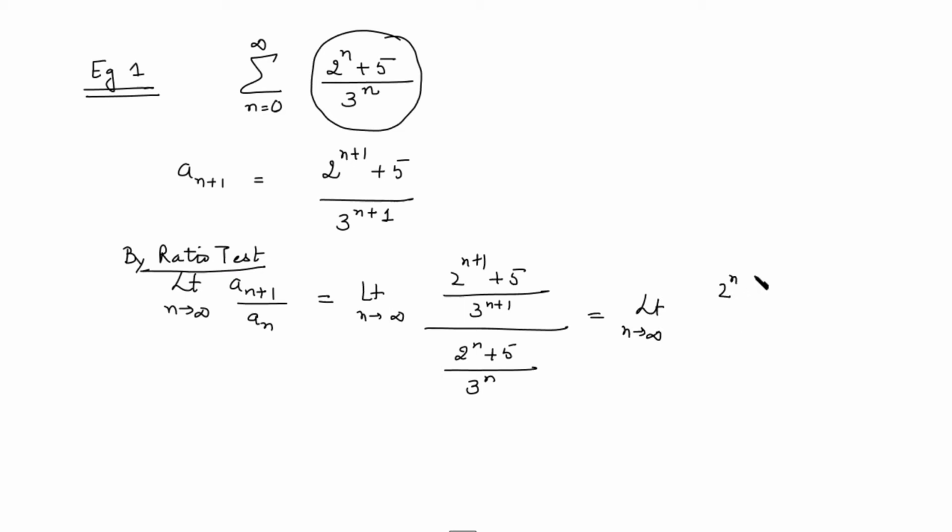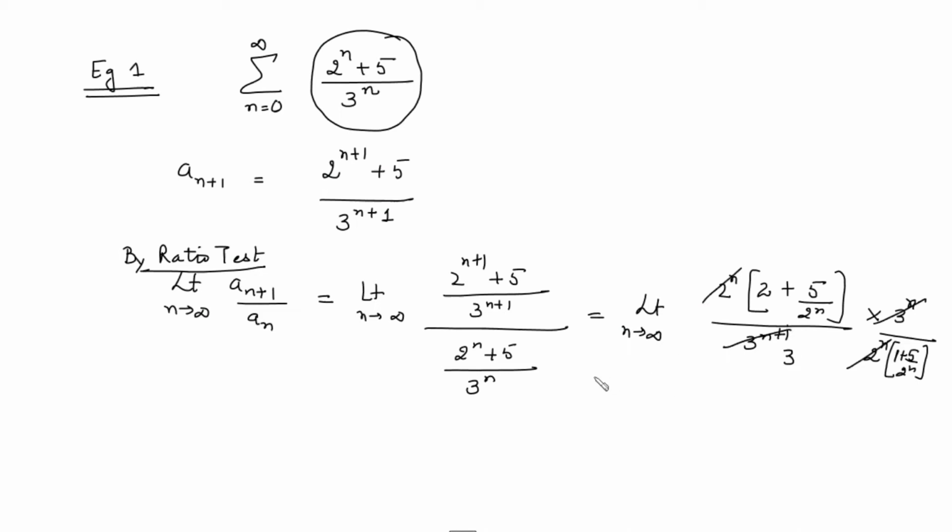Now just see, if I take 2 to the power n common, you are left with 2 plus 5 by 2 to the power n upon 3 to the power n into 3 to the power n plus 1, and in the denominator, taking 2 to the power n common, you are left with 1 plus 5 by 2 to the power n. So this cancels out, this cancels out with this, you are left with 3. When you take n tending to infinity, this term goes to 0, this term goes to 0, so the limit is 2 by 3.